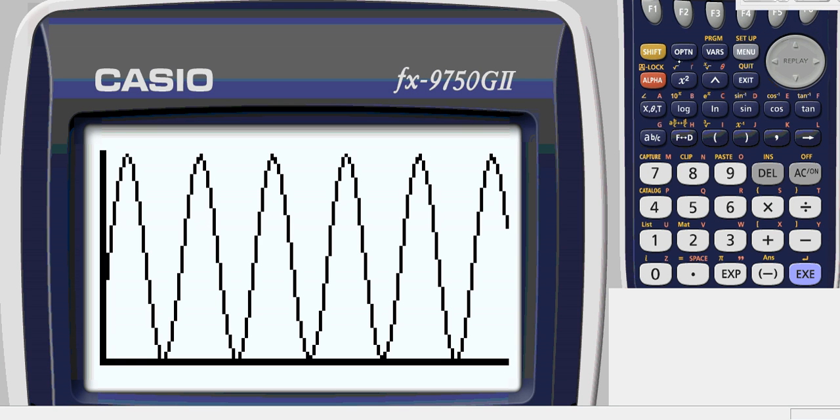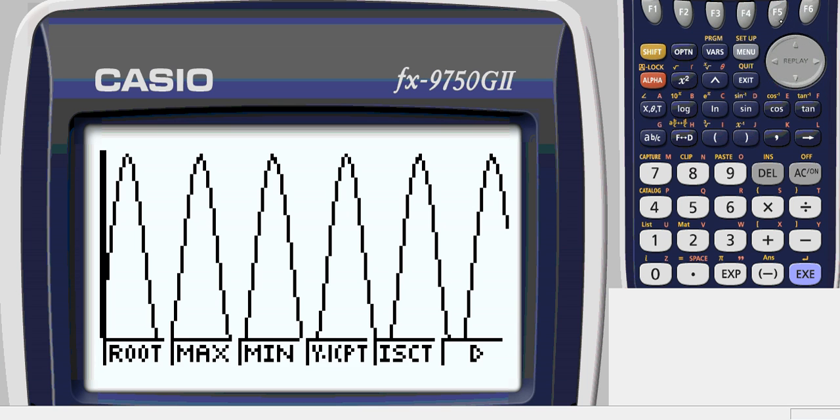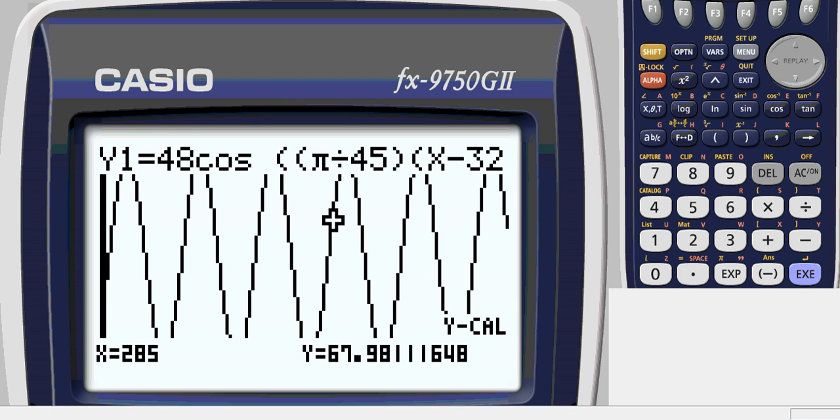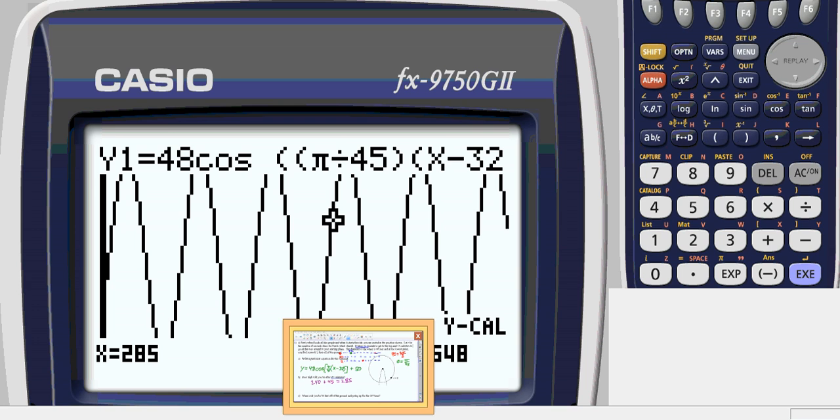So on our calculator, we want to know how high we are at 285 seconds. So you go G-Solve, y-calc, 285 seconds. And we are at 67.981 feet.